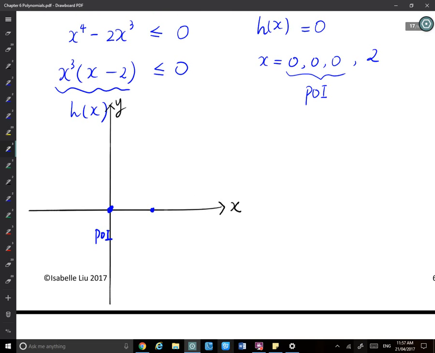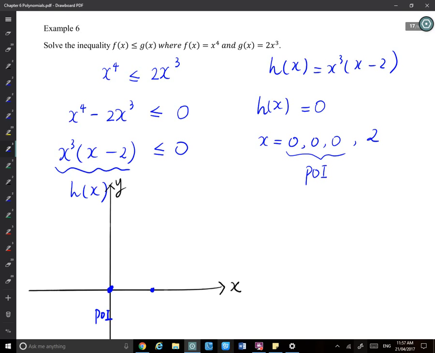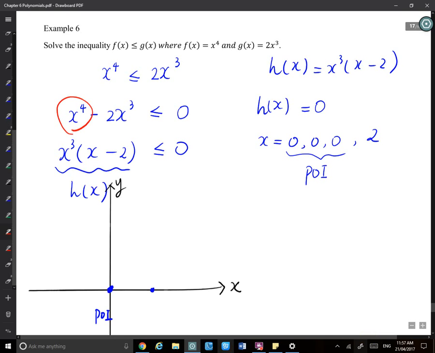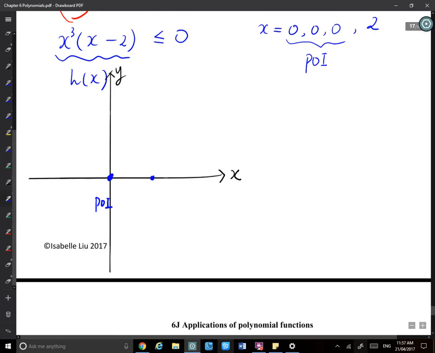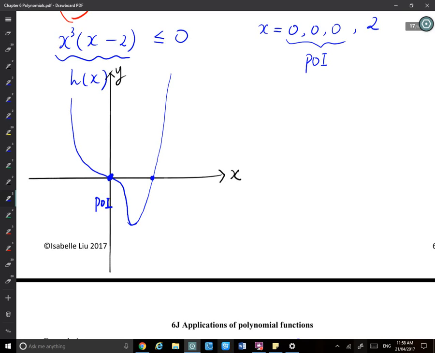Should I start at the top or should I start at the bottom? Top. Okay, everyone, the graph should start at the top because x to the power 4 is the leading term and it's a positive leading term. Start from the top, go through that point as well, but that point is a point of inflection. So the graph is this shape. It still goes through that point, but how you go through that point is a point of inflection.